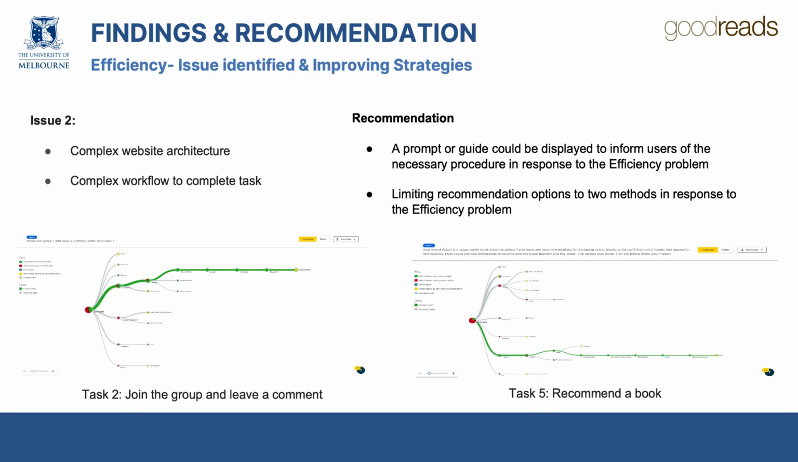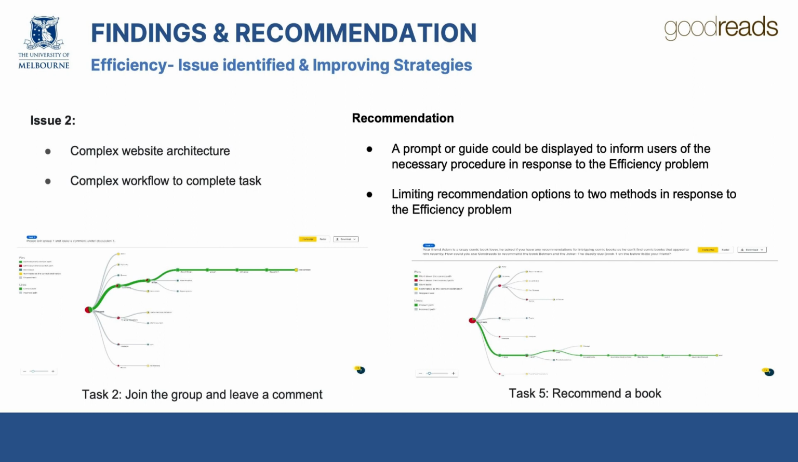The next issue is that the website's complex architecture and workflow confuse users, particularly when trying to join a group and leave a comment. A moderated test shows almost half of the participants failed due to the excessive options on the screen. It's crucial to address this lack of efficiency in presenting the complex workflow. Recommending a book proved challenging for users. Most participants searched for the book first, which was time-consuming due to the recommendation button's placement on the book information page.